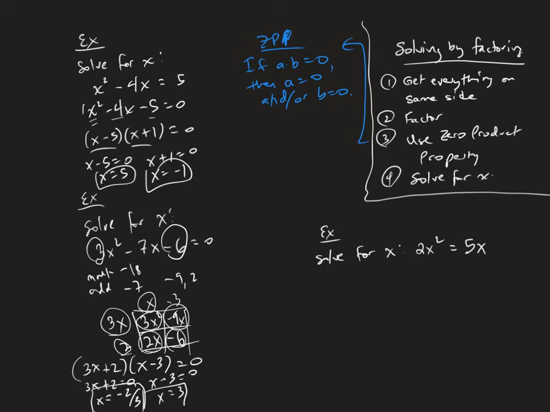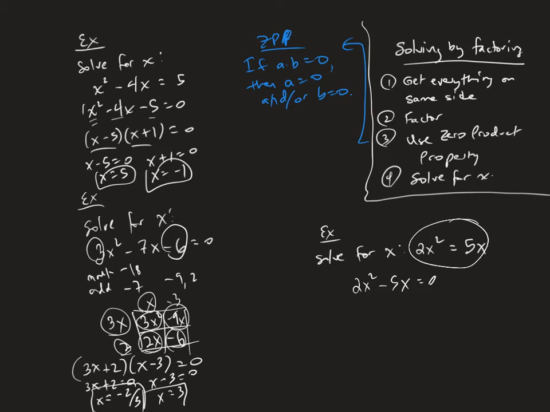Let's look at the last problem here. So get everything on the same side. Now, there's a real temptation when you have a problem that looks like this to divide both sides by x. Please don't do it, because if you do, you're going to lose a solution. Okay? So I've got everything on the same side.